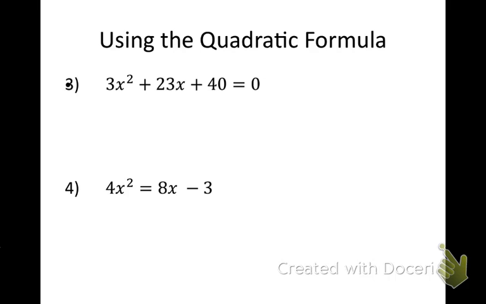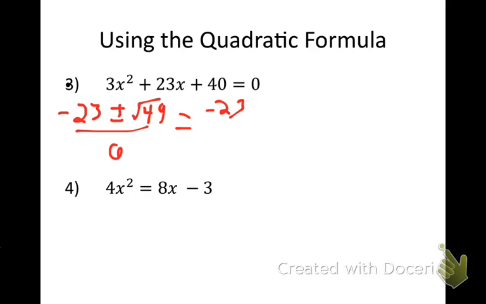All right, a lot of us have done a great job on this, looking around. When you work it all out here, you plug everything in, you actually come out with negative 23 plus or minus the square root of 49 all over 6, which is really negative 23 plus or minus 7 all over 6. And everybody's right there and we're doing really good.